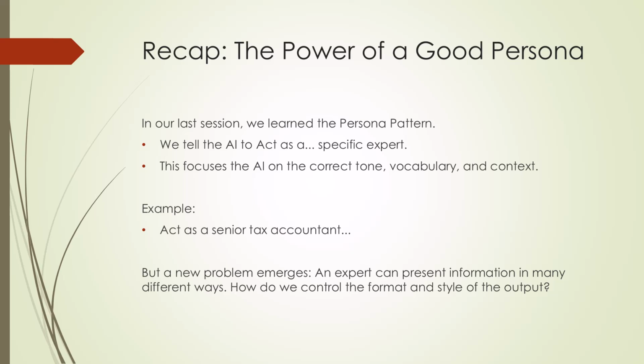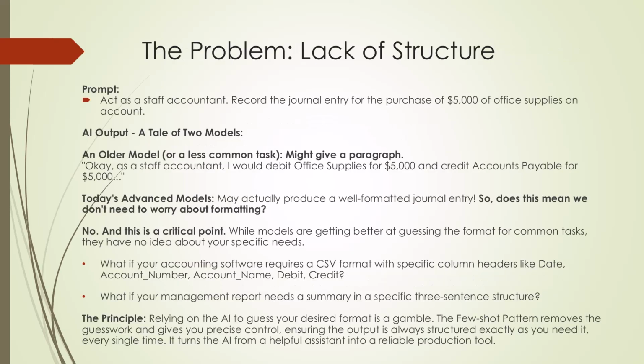In our last session, we learned about the power of the persona pattern. By telling the AI to act as a specific expert, like a senior tax accountant, we can focus it on the correct tone, vocabulary, and context for our professional needs. But a new problem quickly emerges. Even an expert can present information in many different ways. How do we control the specific format and style of the AI's output? This brings us to the problem of a lack of structure.